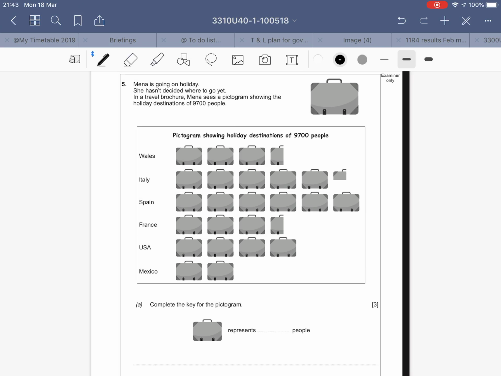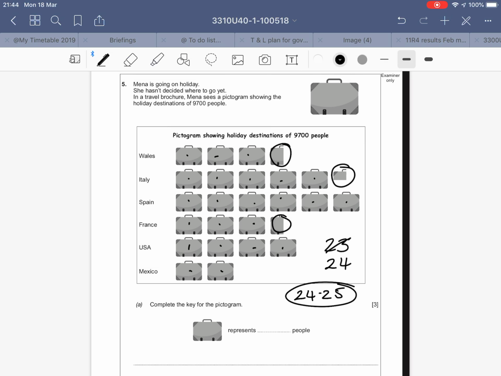there's not 9,000 suitcases. So 1, 2, 3, 4, 5, 6, 7, 8, 9, 10, 11, 12, 13, 14, 15, 16, 17, 18, 19, 20, 21, 22, 23. There are 23 full cases, and then these 2 half cases make it up to 24. But then I still got that quarter of a case that I haven't counted. So 24 and a quarter, 24.25 cases altogether.